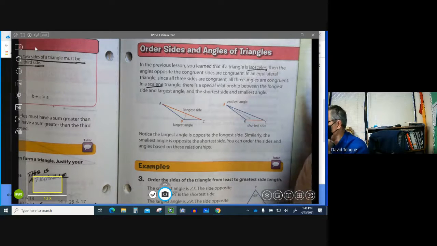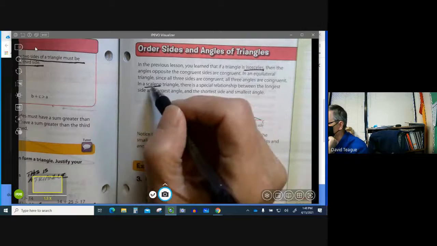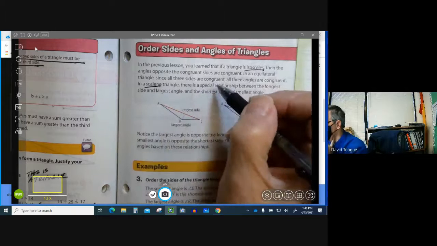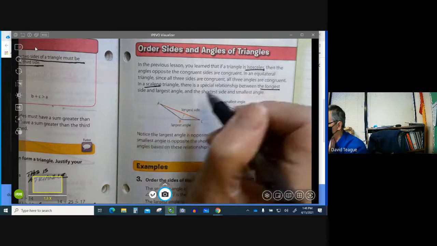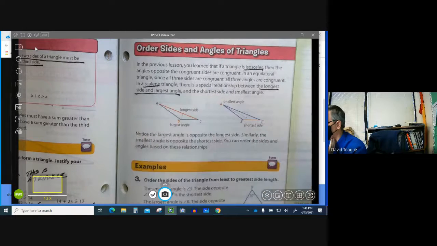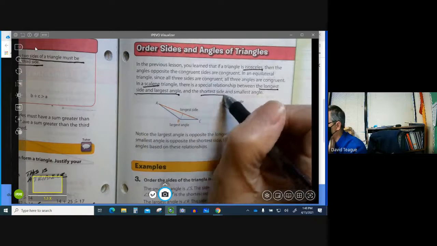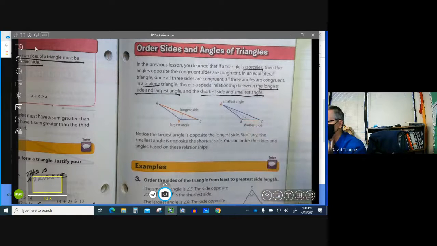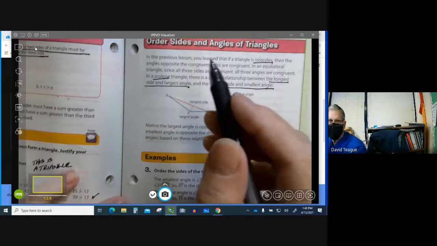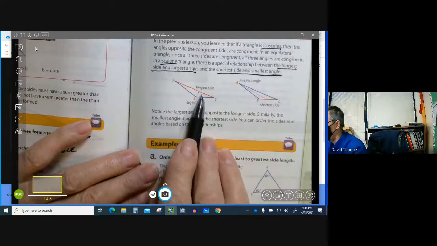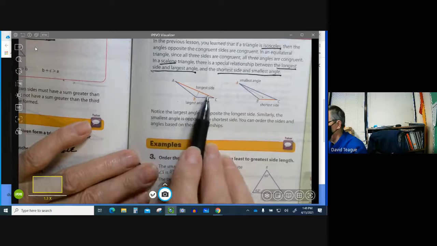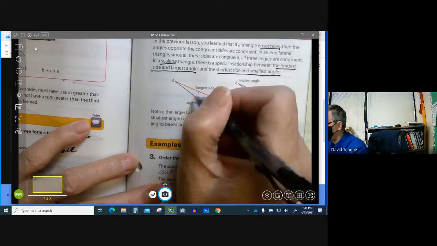So a scalene triangle means none of the three sides are equal. They're all three different dimensions. So in a scalene triangle, there's a special relationship between the longest side and the largest angle, and the shortest side and the smallest angle. So in a scalene triangle, this is the longest side of the scalene triangle. It is opposite the largest angle.